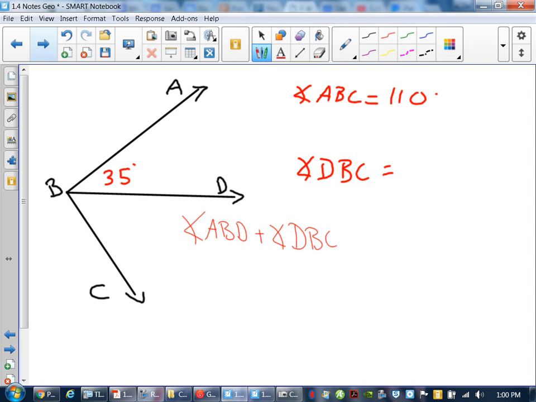Could they equal each other? They could equal each other if I did that. You know how segments have tick marks? Yeah. Congruent angles have arc marks. We'll get to that later.